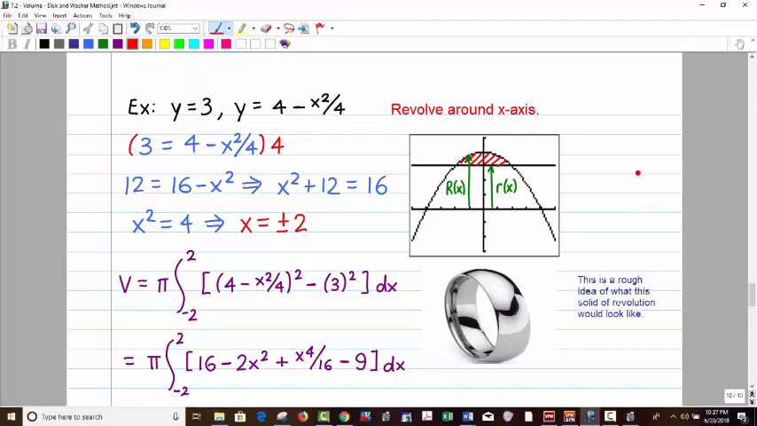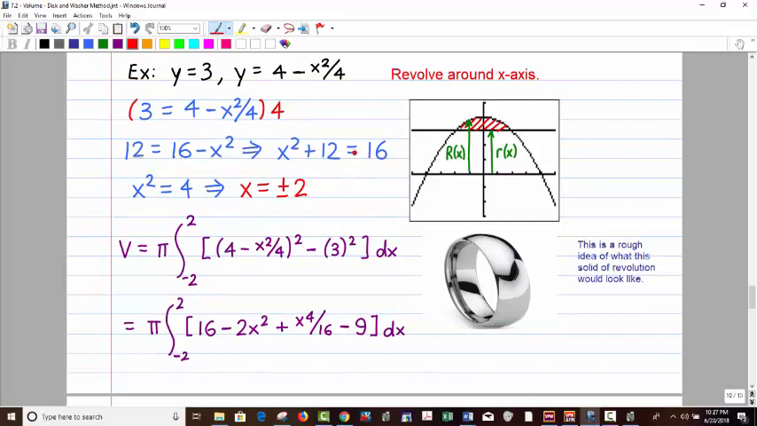All right. And you see I've labeled these. The outer radius is the curve, the big R, because it goes all the way to that outside part. The inner radius is the line y equals 3. Now, to find the limits of integration, if you think you can figure it out without doing this math here, that's fine. But I just set the two equations equal to each other and solved them algebraically. And I got plus and minus 2, which is kind of what it looks like anyway.